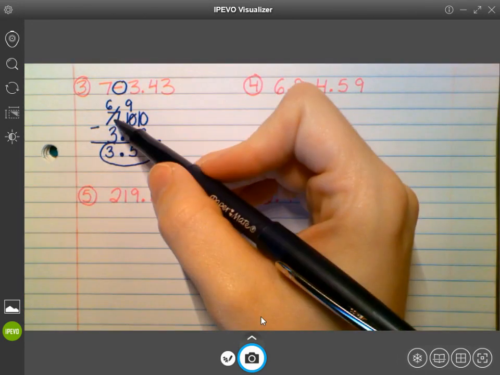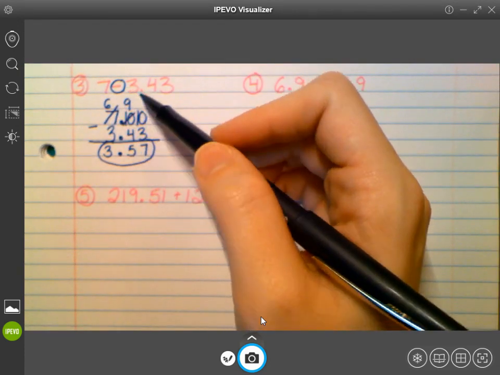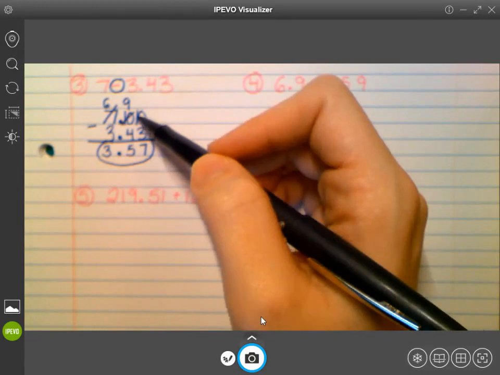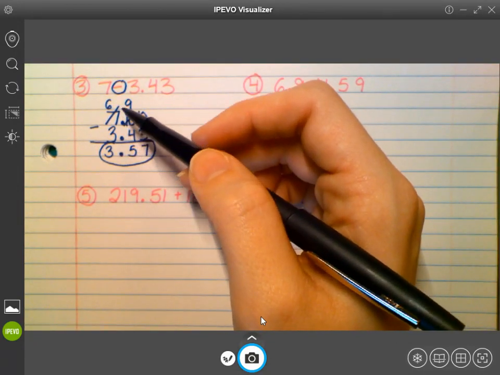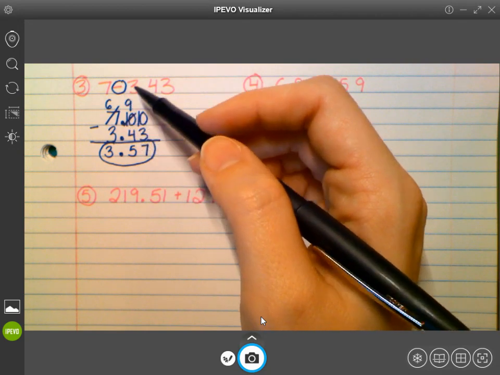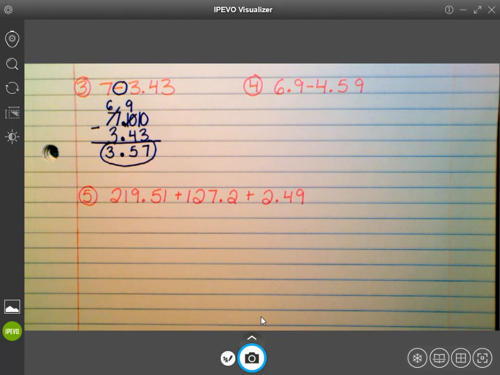Because if you think about it, in this ones place, we can't just borrow from the ones and give directly to the hundredths. We have to borrow from the ones, then give to the tenths, then we can borrow from the tenths and give to the hundredths. Yeah, yep. Oh, you did addition. Yeah, yep. Okay.